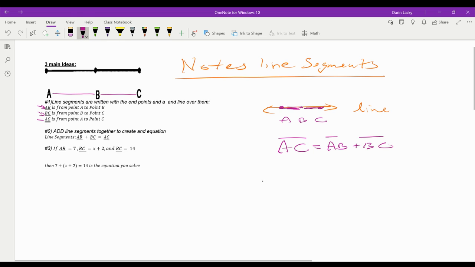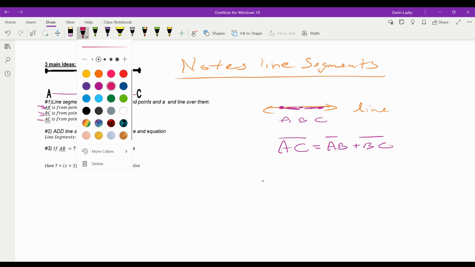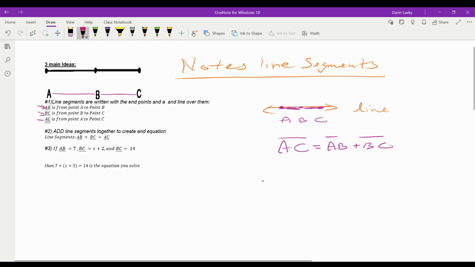So let me do that in a little different color, guys. That's not much of a different color, but that's the whole length. Now, if this length here is 5 and this length is 3, that means this line segment A to C is 5 plus 3 equals 8. So 2 parts make a whole.